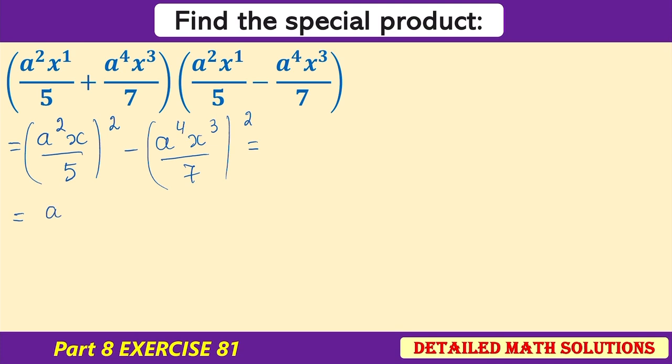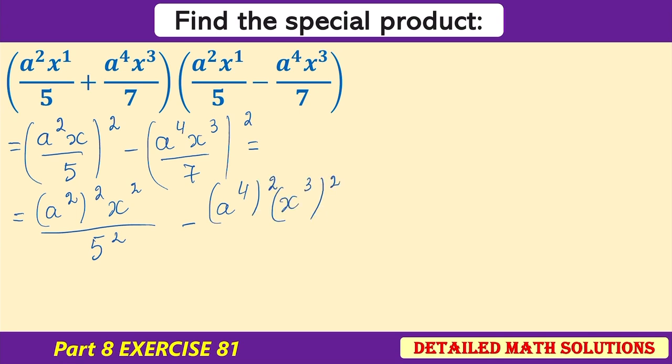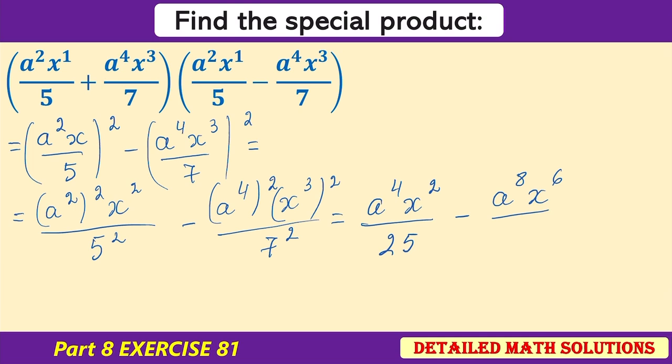This equals (a squared) squared x squared over 5 squared minus (a to the power of 4) squared (x to the third power) squared over 7 squared. When I simplify further, I have a to the fourth power x squared over 25 minus a to the eighth power x to the sixth power over 49.